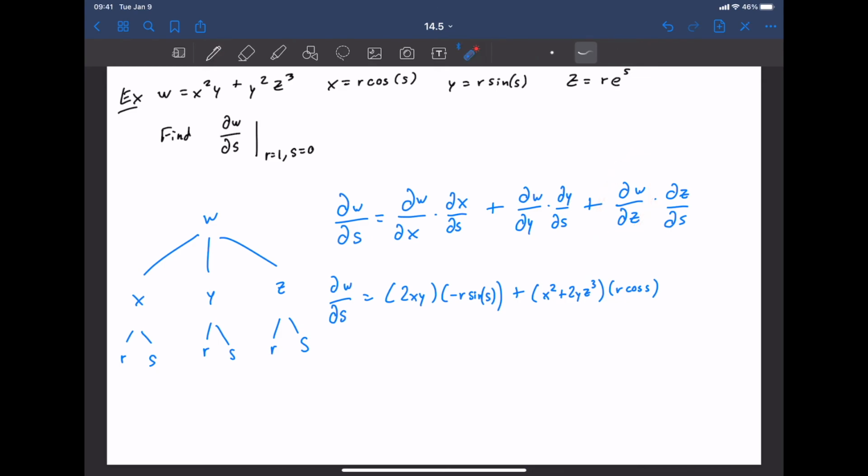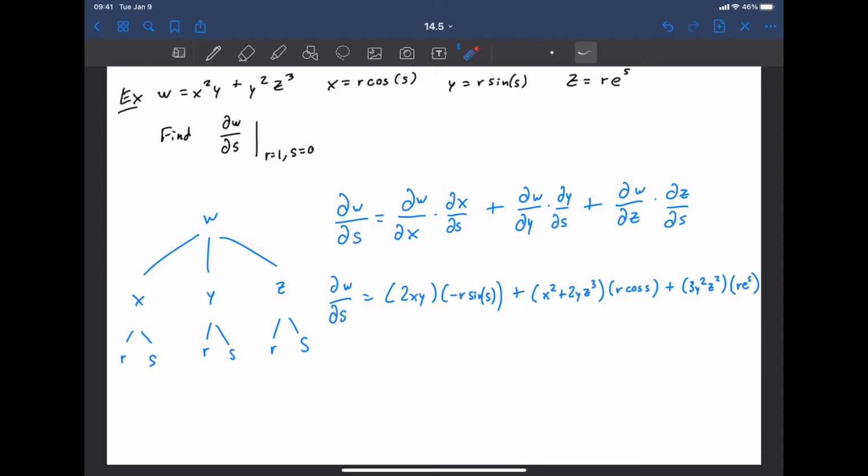W with respect to z. Now this part's a constant. So we're talking about 3y squared z squared times r e to the s, because dz ds is just your classic exponential derivative where nothing really changes. All right.